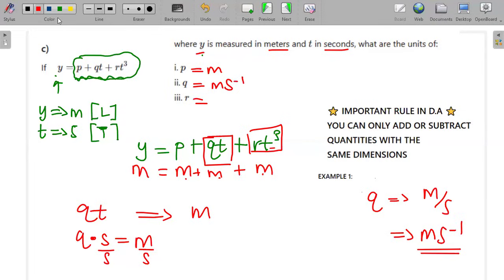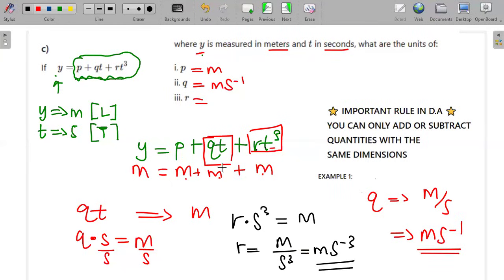What about for R? For R, it's the same scenario. When I combine the units for R and t to the power 3, I should get a meter. So I'm just going to say R multiplied by the units for t, which is s, cubed there, so I put the power 3. This should be equal to a meter. Meaning R will be equal to m, and then I divide by s to the power 3 on both sides, or simply m s to the power minus 3. So the units for R are simply m s to the power minus 3.